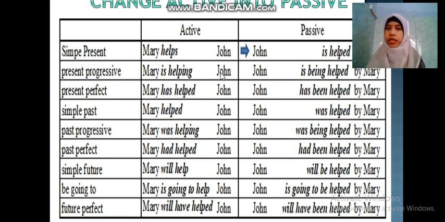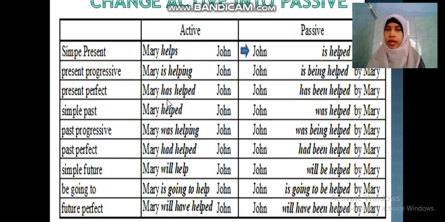For the second, here is "is helping". It is present progressive, which means verb -ing. So you have to put "is", and then the be of verb -ing, "being". So "is being", and after that "help" becomes verb three, "helped". So: is being helped by Mary.